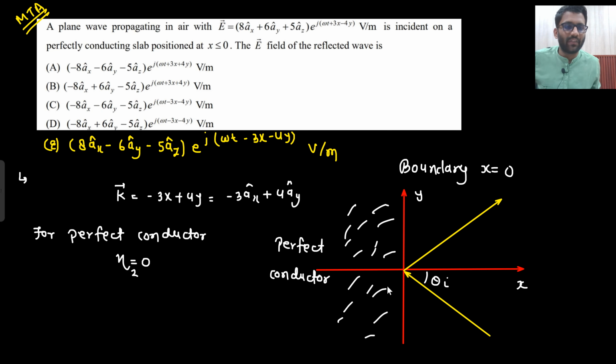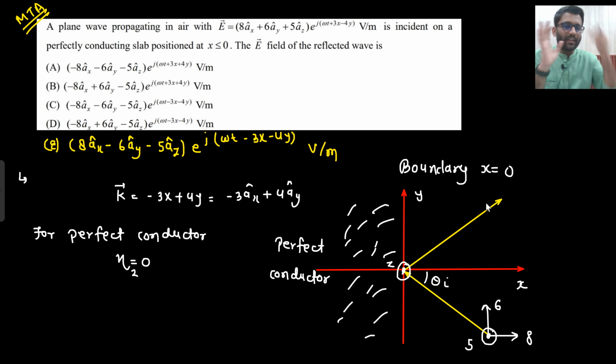Now let's make the electric field. So electric field is in plus x, plus y and plus z. Where will be z? X cross y should give me z. So this will be your z. So plus x, plus y and plus z. This will be your electric field. There are three components of electric field. So in the x 8, here 6 and here 5.